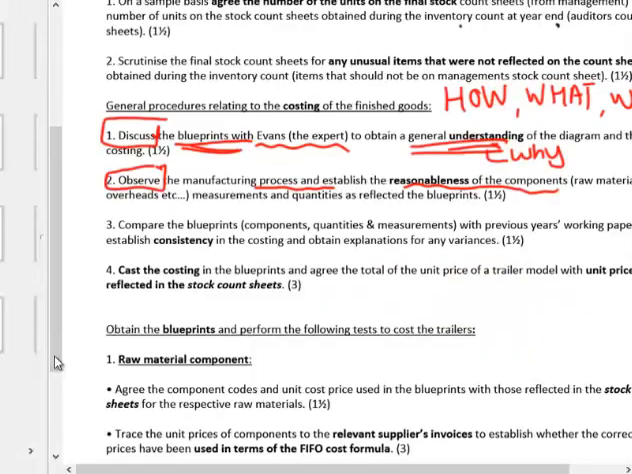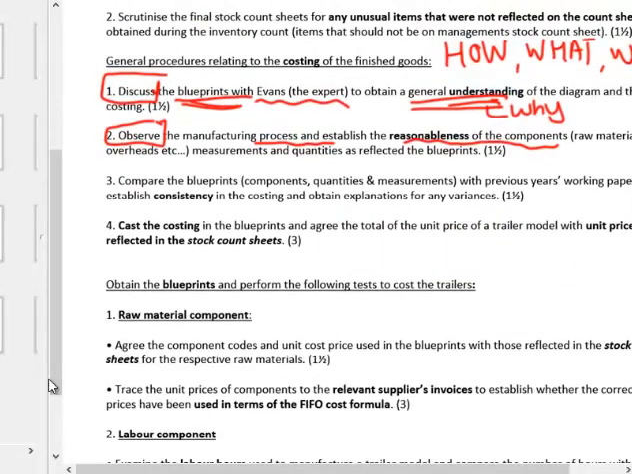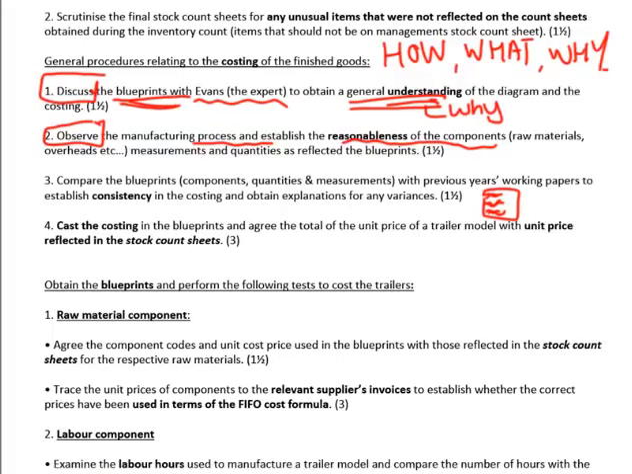Okay, next thing, we can compare the blueprints. So the components, the quantities, and the measurements. Remember I spoke about that little diagram, and I said on that diagram lists the breakdown of how that trailer is costed. So you compare the blueprints with its components, quantities, and measurements with the previous year's working papers, to establish the consistency in the costing and obtain explanations for any variances.